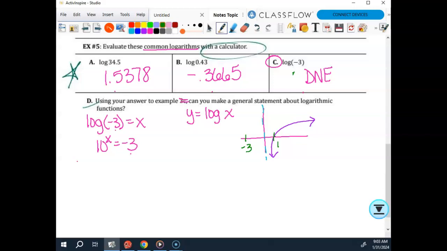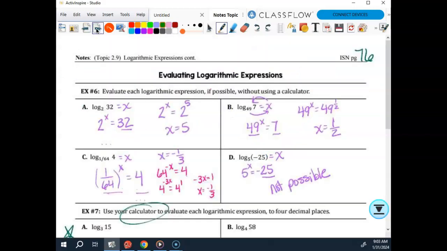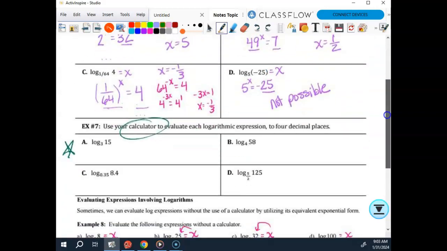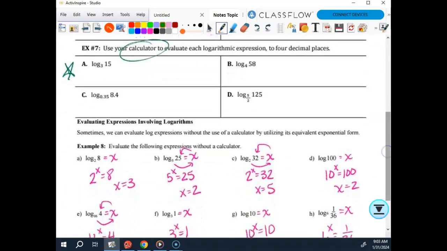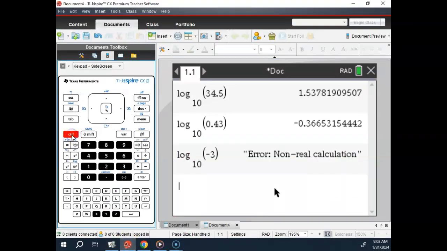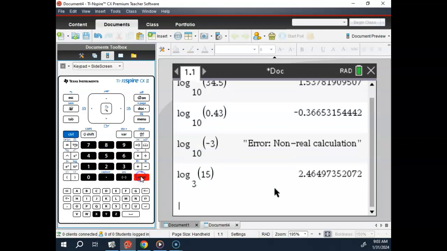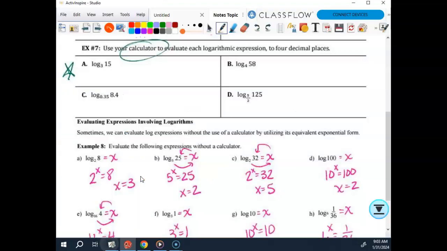All right, so then next sheet of paper on the front, I think. Yeah, it's right here. So now we're taking the log again, but it's not the common log this time, so we have different bases. So log base 3 of 15. This time you have to put the base in or it's going to default to 10, and you get your answer, which is 2.4649. And go ahead and type in the other 3.